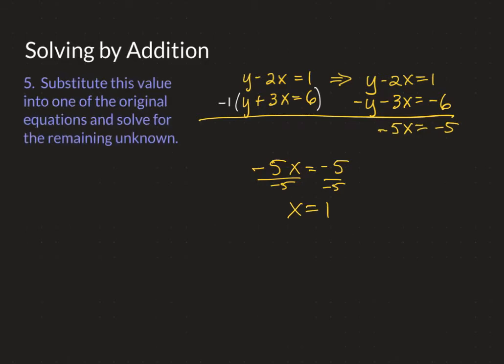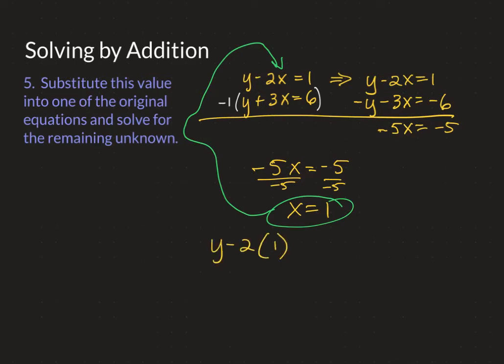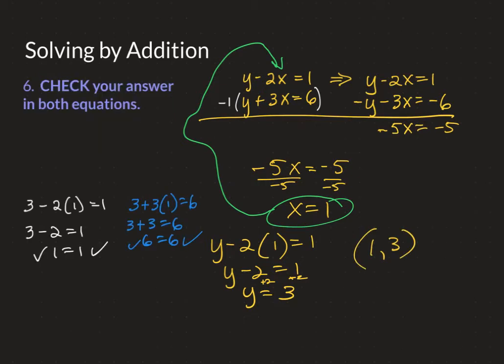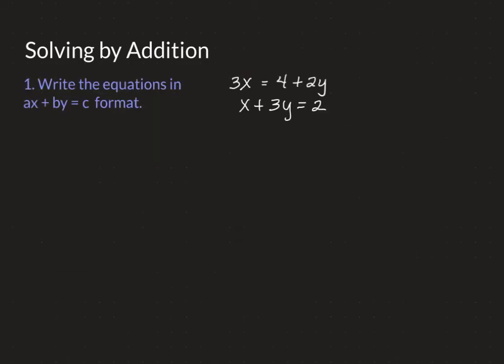Okay, now I'm going to take this x, and I'm going to choose an equation to put it into. I'm going to put it into this one. You choose, doesn't matter. All right, so y minus 2 times 1 equals 1. I'm going to solve for y now. Y minus 2 equals 1. That means y, add 2 to both sides, equals 3. So my answer is (1, 3), as we said before. And finally, check your answer in both equations.